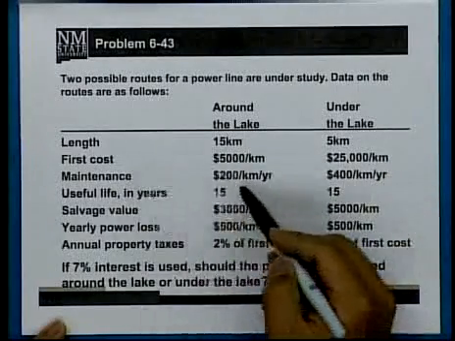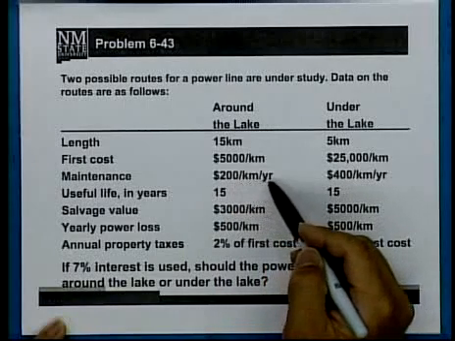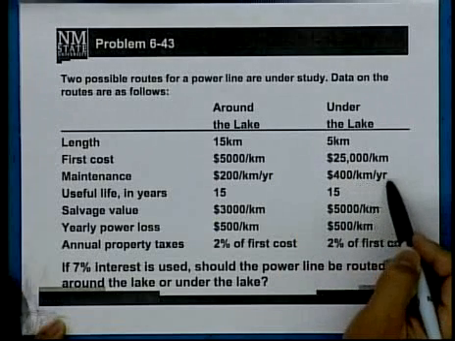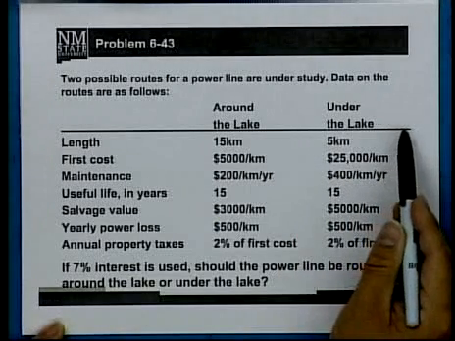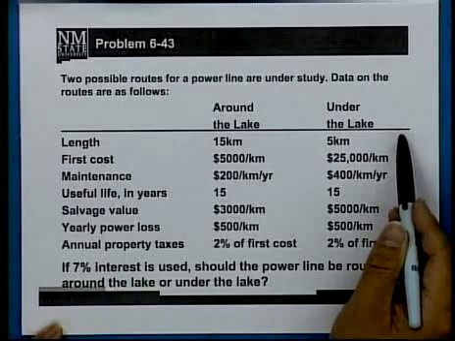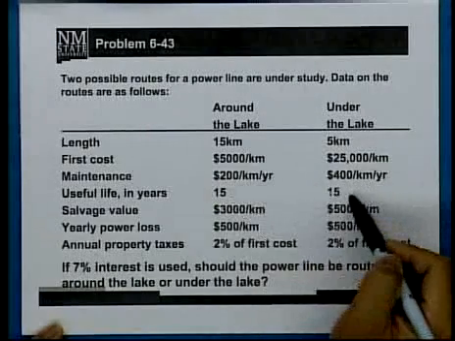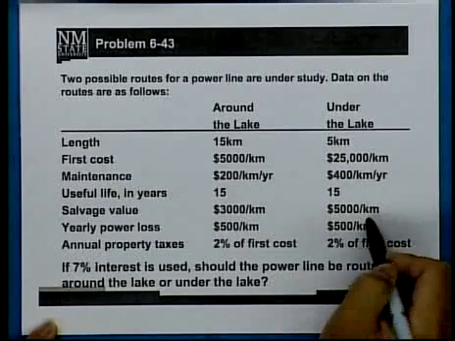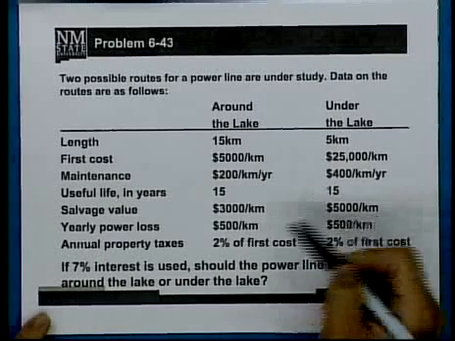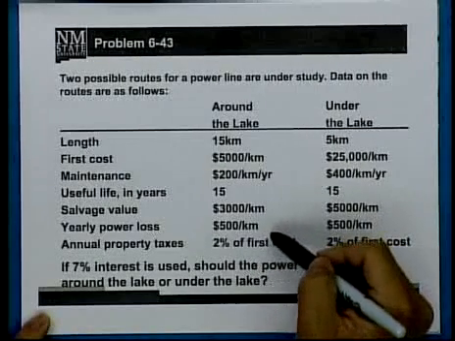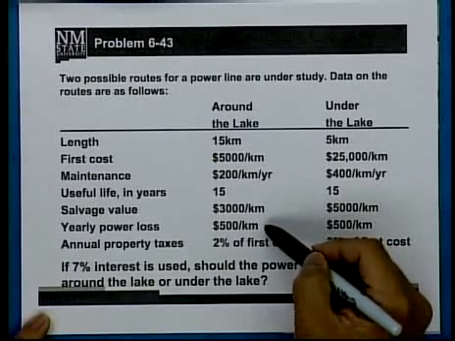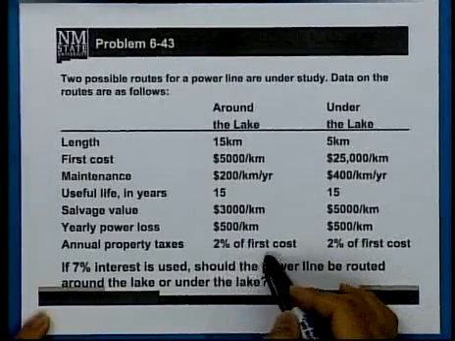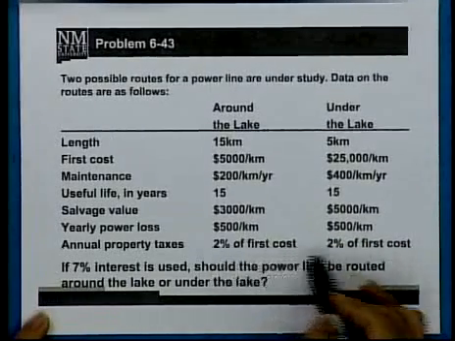And the maintenance cost is $200 per kilometer per year for around the lake and $400 per kilometer per year for under the lake. The useful lives are both 15 years. The salvage values are $3,000 per kilometer and $5,000 per kilometer. Yearly power loss is $500 per kilometer for both cases. And annual property taxes are both 2% of first cost.